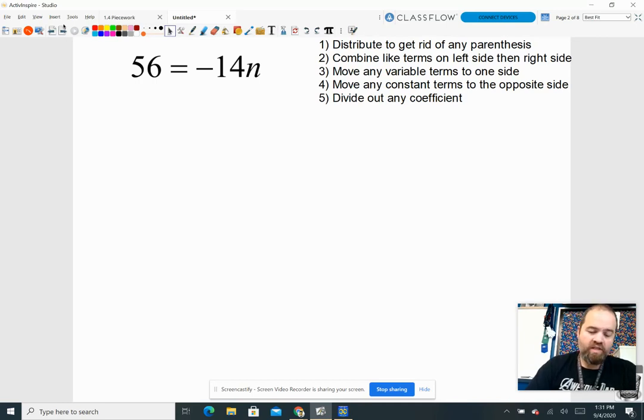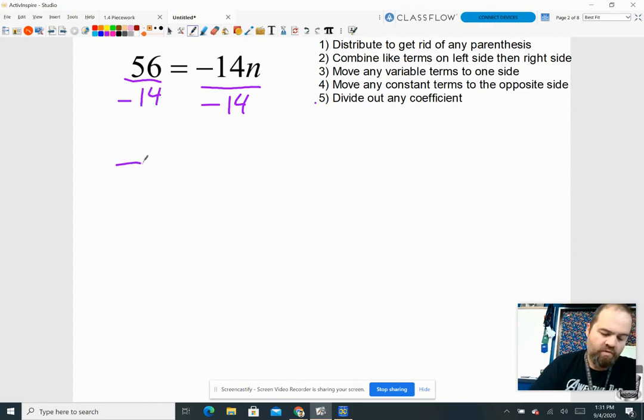Again, I don't have anything for number 2 or number 3 here. Number 4, I want my constants on one side, my variables on the other. That's already taken care of. So I'm basically down to the last step here. That's my equation. All I have to do is divide by that coefficient. So divide out anything that's left on your variable. Divide out negative 14 from both sides, and you're going to be left with negative 4. Pretty straightforward. Okay, again, your last step on almost every single equation you're going to solve is going to be to divide by that coefficient if there is one. There may not even be a coefficient.